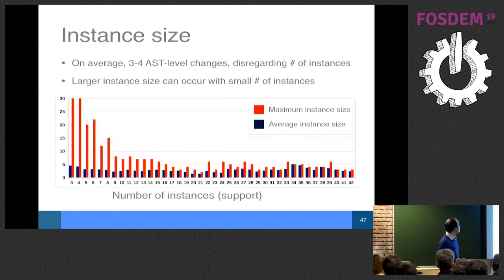Then another problem, because you cannot cut the search. Then another problem is that in most of the cases, on average, there are 3 or 4 AST level changes regardless of the number of instances. So a larger instance size can occur with a small number of instances.